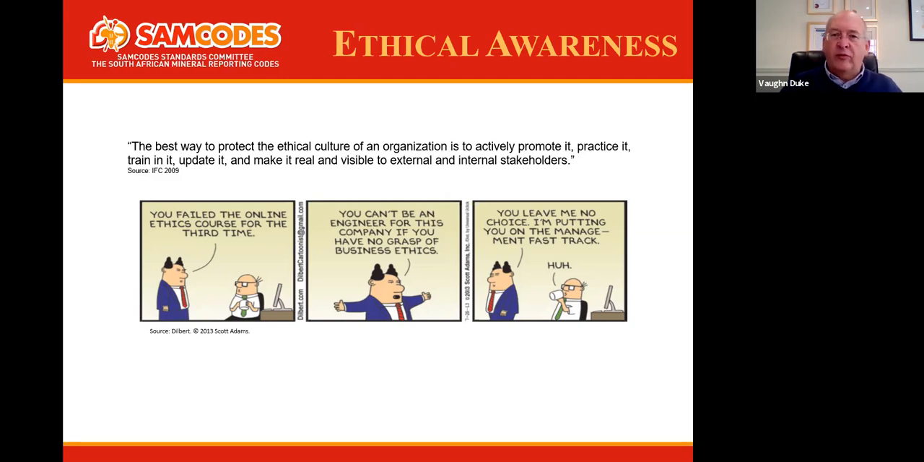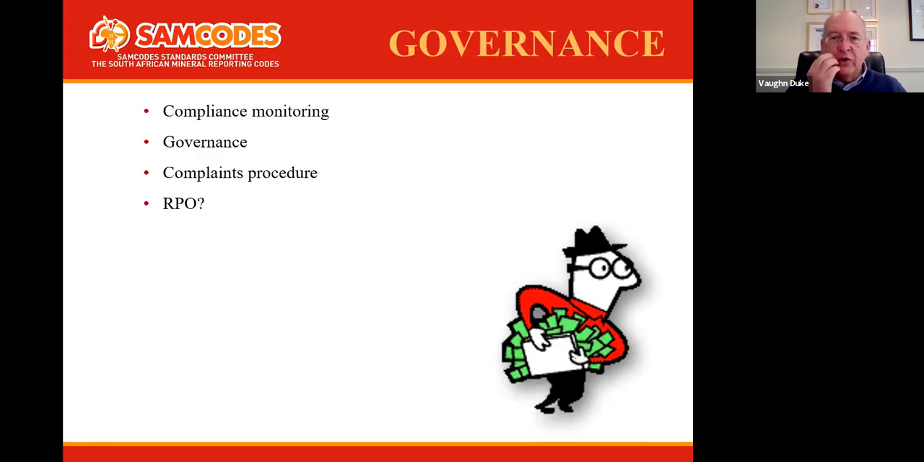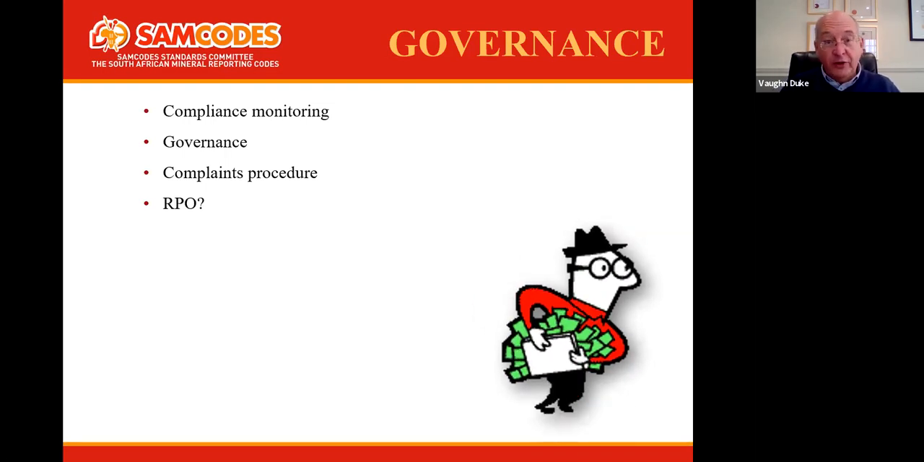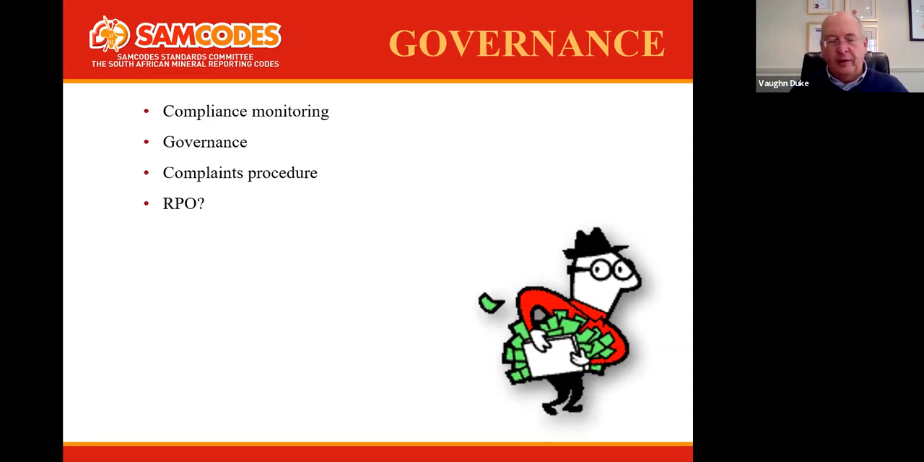So the biggest driver is our internal driver and that talks to ethical awareness. We do have some governance in place. There's compliance monitoring. As I said, the codes have been incorporated in the JSE listing requirements, and they say that if you write a valuation report, certain things you must reveal and include.